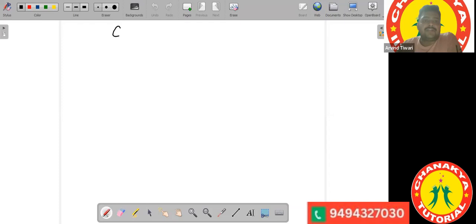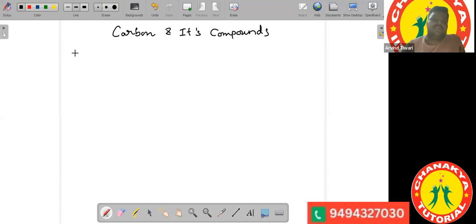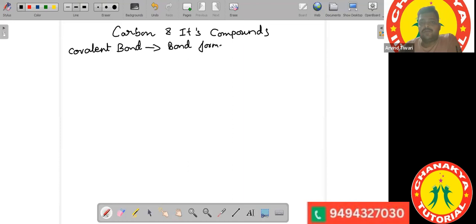We were doing carbon and its compounds, and we were doing the type of bond that carbon makes. We had just started with covalent bonding. So everyone has seen what a covalent bond is. A covalent bond is the bond formed by the sharing of electrons.